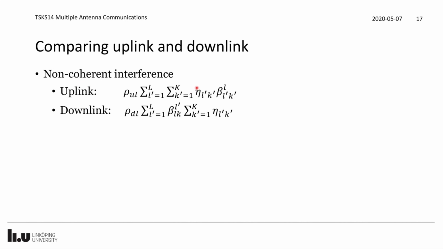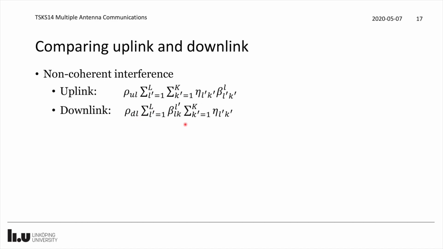In the uplink, we have a summation over all of the users. We have the power that is transmitted, rho uplink times eta_L'K'. So it's the transmit power of a particular user somewhere. And then we have this beta term that is describing the channel from that user to my base station. In the downlink, we have instead rho downlink times eta_L'K'. It's the same notation as over here, but it's actually a different parameter. We can set a different value there because this is saying how much of the downlink power is assigned to a particular user.